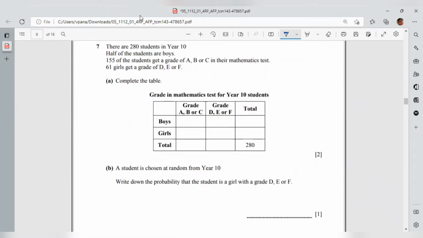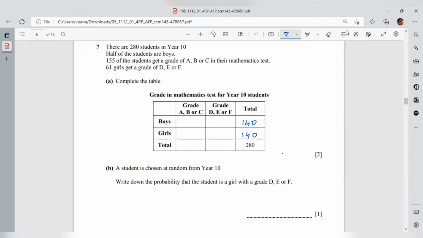Question number 7. There are 280 students in year 10. Half of the students are boys. 155 of the students get a grade of A, B or C in their mathematics test. 61 girls get grade D, E or F. Complete the table. So total 280, half of 280 is 140 boys. Then there will be 140 girls because the total is 280.